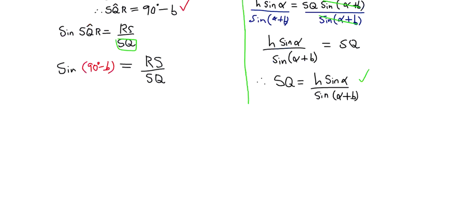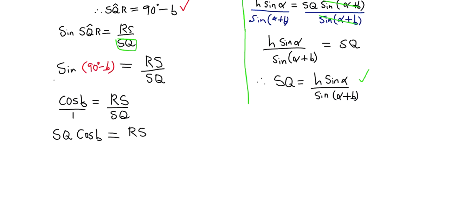Coming back to this one, sine of 90 minus beta changes according to co-ratios. It will be cos beta. So you must remember this. It's equal to RS over SQ. Before I substitute SQ, let's simplify into the first form. I'm going to cross multiply: SQ times cos beta gives SQ cos beta, equal to 1 times RS, that is RS. On the next step, you can substitute SQ, because this SQ is the one that you now have.